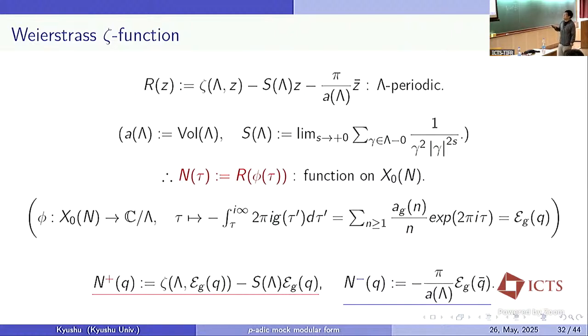Okay? So because of lambda periodicity, we can define R composite phi, and this n of tau is a function on the modular curve X0n, where phi is the modular parameterization from X0n to C over lambda defined by this integral. Okay? And we can consider the Q expansion of n, and we can separate two parts, n plus Q and n minus Q. And we define the holomorphic part n plus Q by zeta epsilon ZQ minus S lambda epsilon ZQ. And the non-holomorphic part n minus is equal to minus pi over A lambda times epsilon ZQ bar.